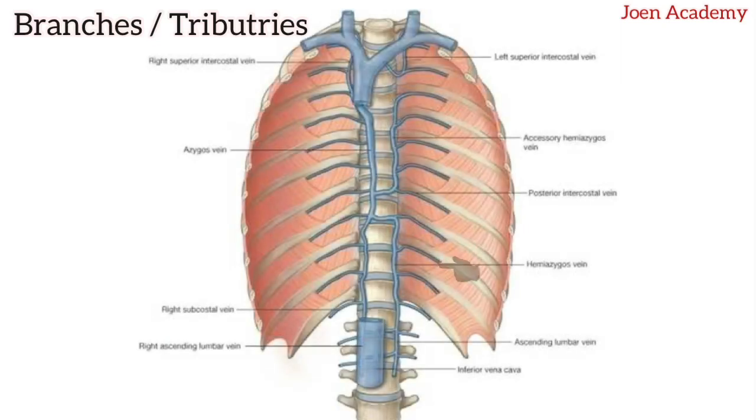It ascends anteriorly to the vertebral column before crossing the column posterior to the aorta, esophagus, and the thoracic duct at the level of the 8th thoracic vertebra, simply T8.